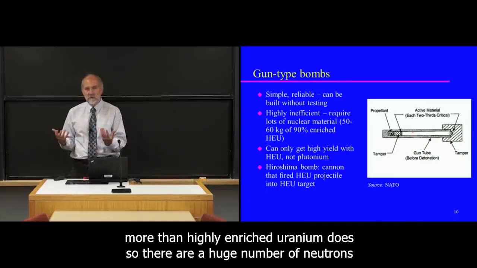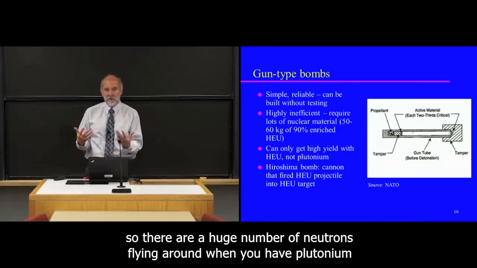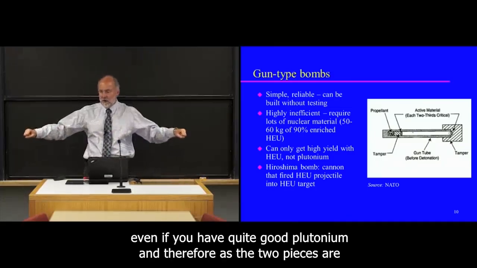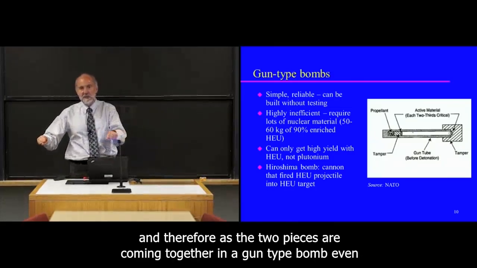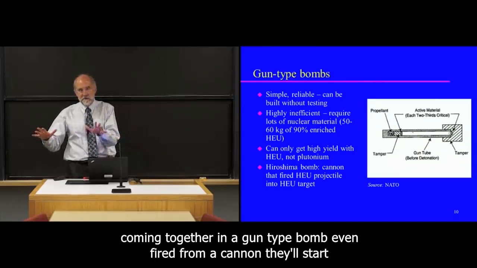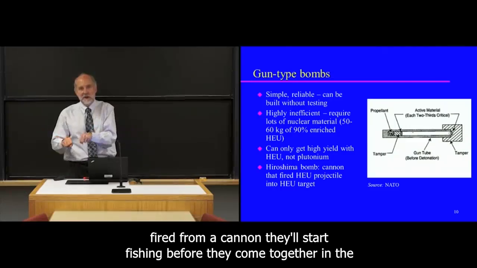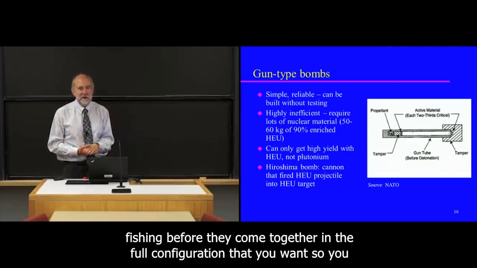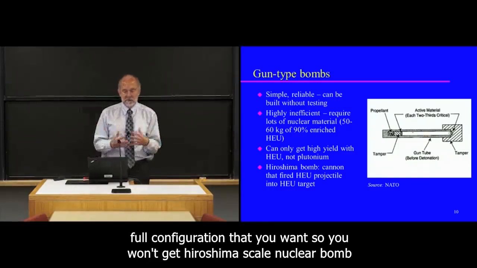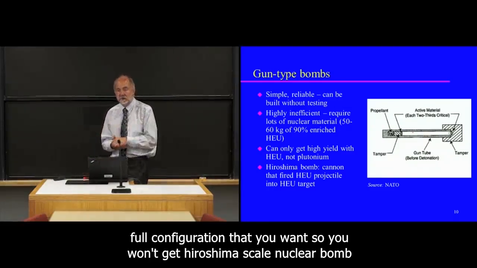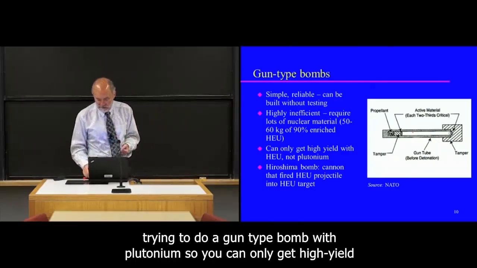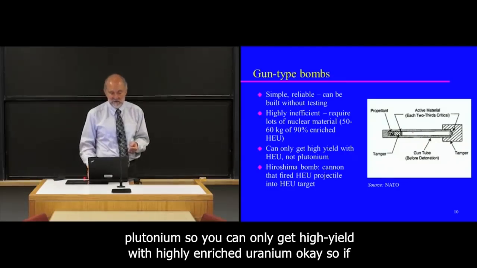So there are a huge number of neutrons flying around when you have plutonium, even if you have quite good plutonium. And therefore, as the two pieces are coming together in a gun-type bomb, even fired from a cannon, they'll start fissioning before they come together in the full configuration that you want. So you won't get a Hiroshima scale nuclear bomb trying to do a gun-type bomb with plutonium. So you can only get high yield with highly enriched uranium.